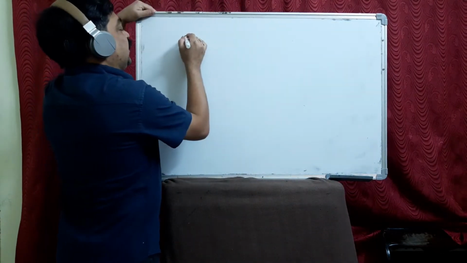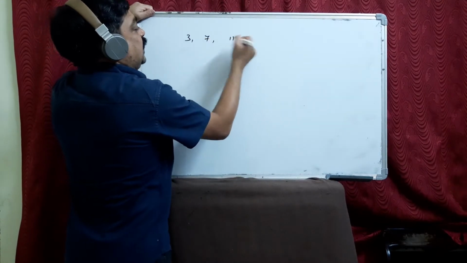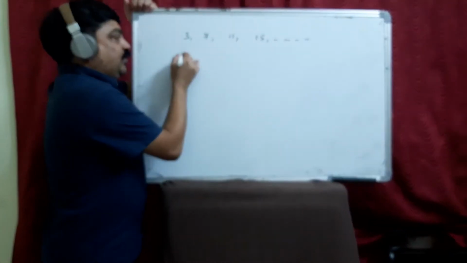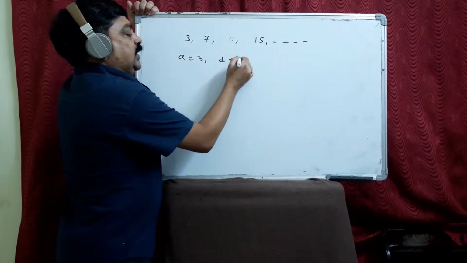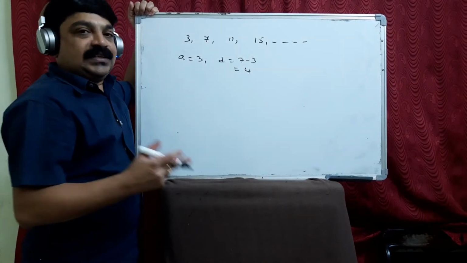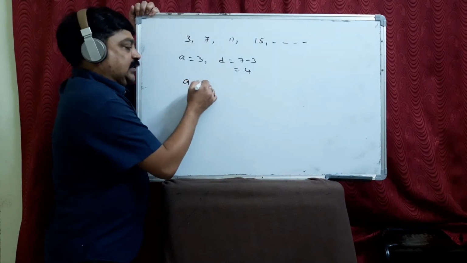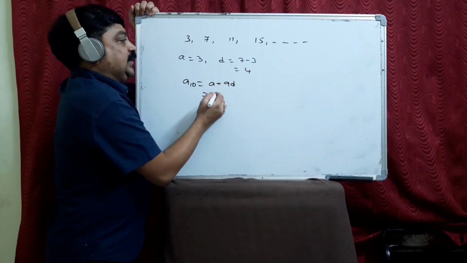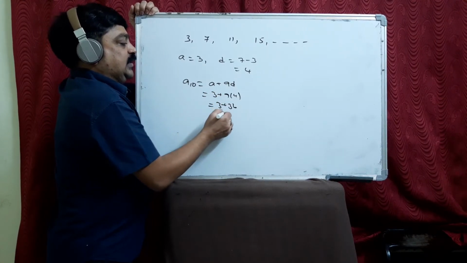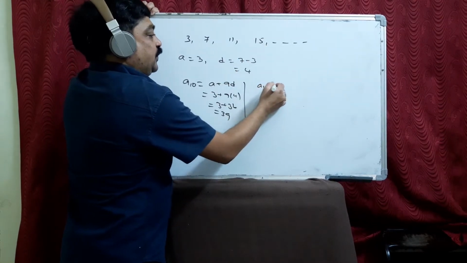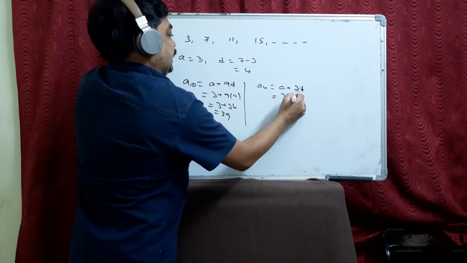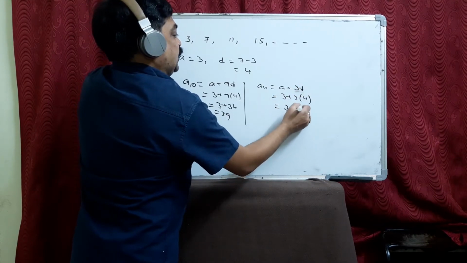Suppose there is a series something like 3, 7, 11, 15. For anything we need a and d. a is 3, d is 7 minus 3, that is 4. So if you want the 10th term, you can find a10 as a plus 9d, that is 3 plus 9 into 4, 3 plus 36, 39. Let us check for the 4th term, a4 is a plus 3d, that equals 3 plus 3 into 4, 3 plus 12, that equals 15.